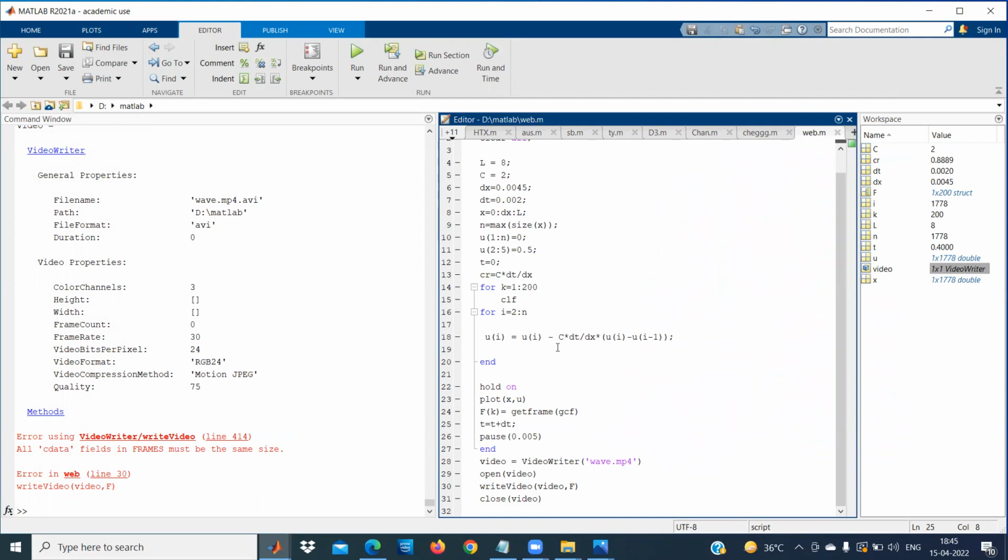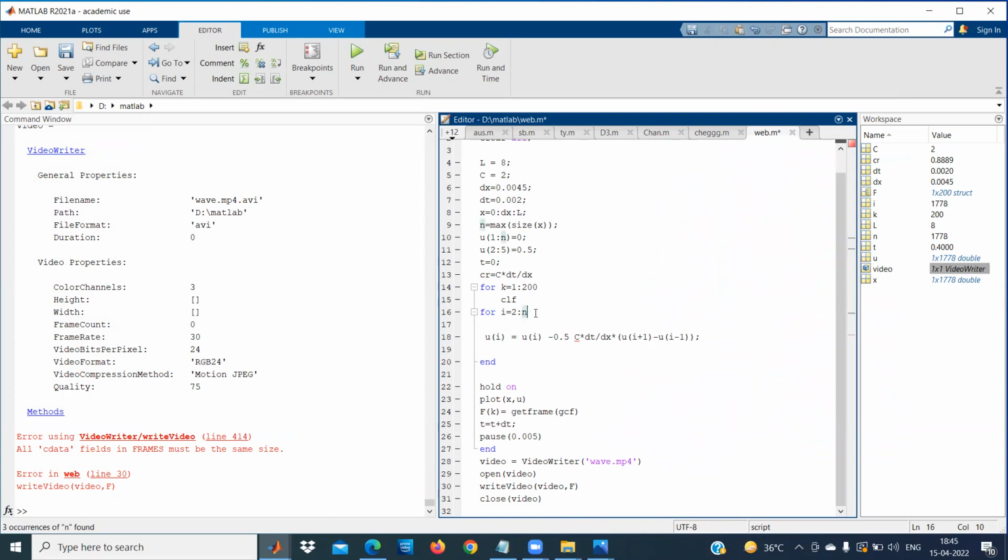So now we will see what will happen when we use the central differencing. Here it will be u i plus 1 minus u i minus 1, multiplied by 0.5, because del u by del x we can write as u i plus 1 minus u i minus 1 divided by 2 delta x. So 0.5 will be here. Now we will run this code again.